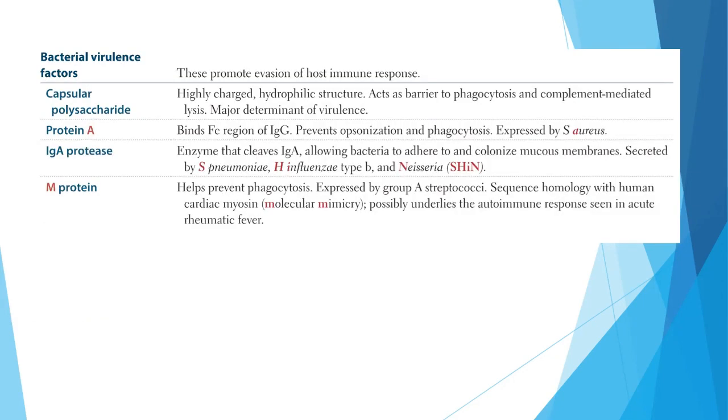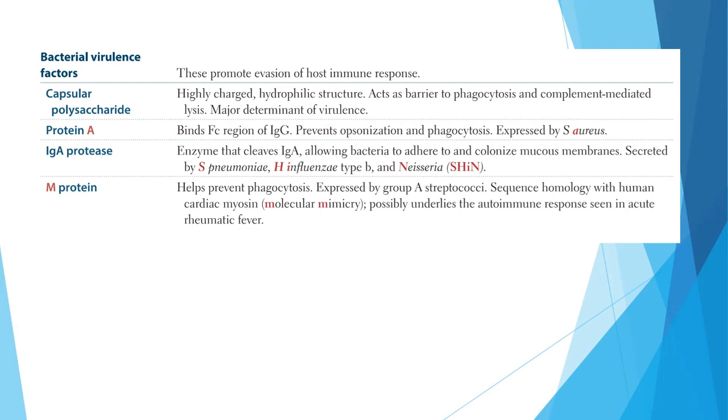Now, we first discuss the first year review of the bacterial virulence factors and toxins, and then we return back to our previous question. Talking about bacterial virulence factors, these promote evasion of the host immune response. There are 4 most important bacterial virulence factors. Number 1 is capsular polysaccharide. These are highly charged hydrophilic structures, and they act as a barrier to phagocytosis and complement-mediated lysis, which is a major determinant of virulence of many bacterial organisms.